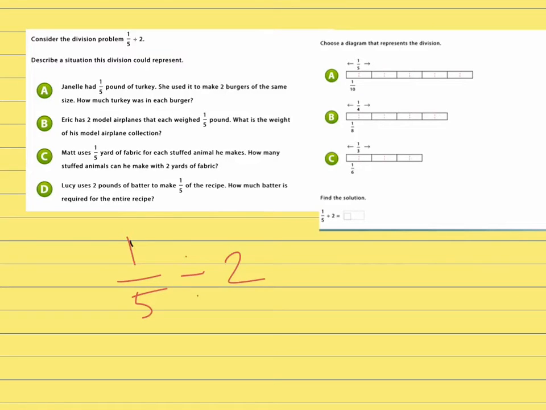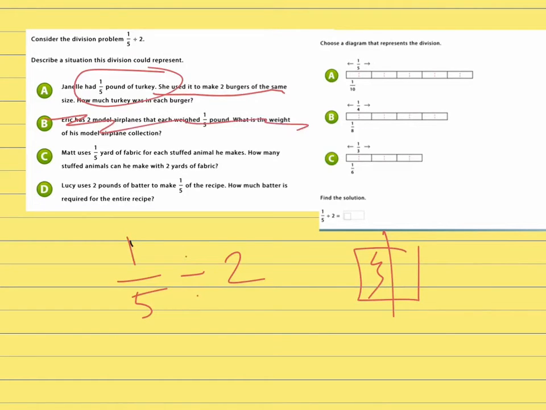So which situation is best to represent this problem? Janelle has 1/5 pound of turkey. She uses it to make 2 burgers of the same size. So that might work, because if you had 1/5 pound of turkey and you cut it into 2 burgers, you would be taking half of each one. So that might work. Eric has 2 airplanes that each weighed 1/5 of a pound. No, because that's 1/5 times 2, so that's not division.